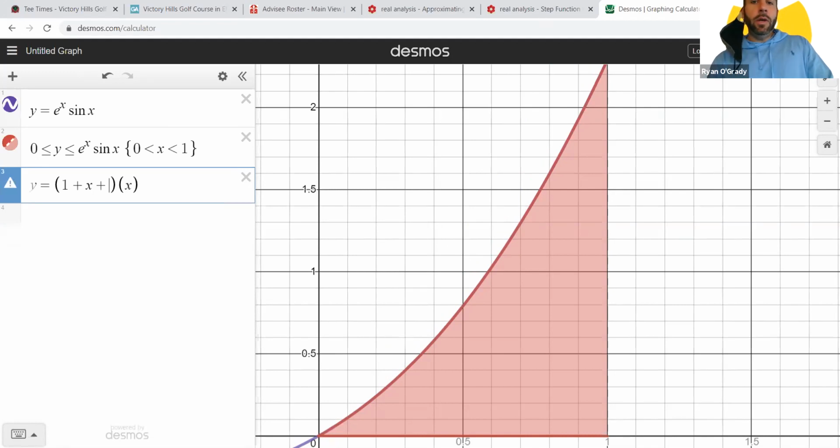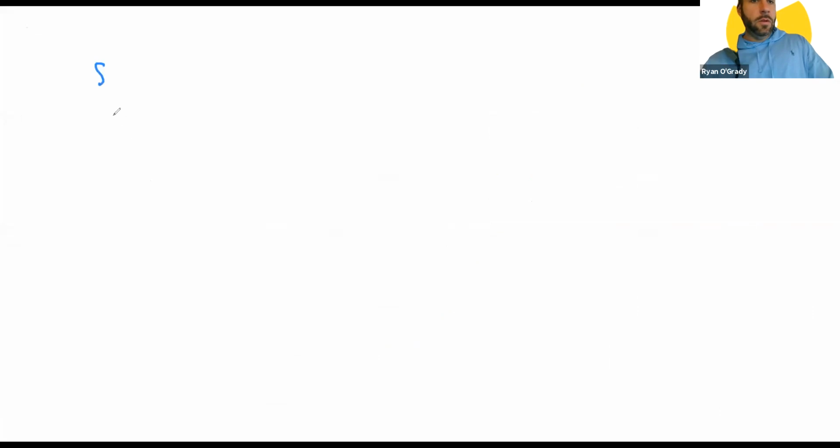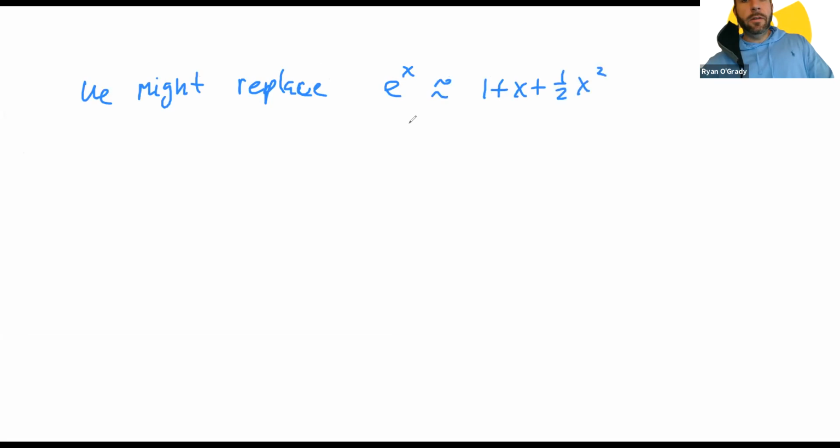Okay, so very good. So what we can do is, we might replace e to the x with 1 plus x plus 1/2 x squared, and sine of x with x minus 1 over 3 factorial, which is 6. So we might do that.